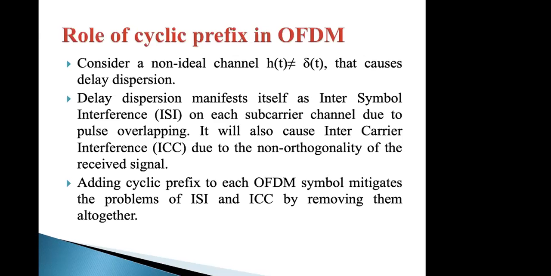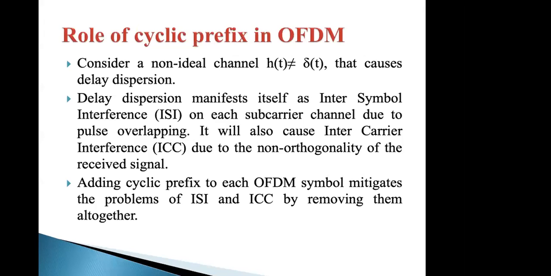So, for example, if you generate sine 2 pi f naught t, then sine 2 pi f naught (t plus some delta t). If the multiplication of these two does not become zero, that means they are not orthogonal. When they are not orthogonal, there is always a chance of intercarrier interference. So this also happens in OFDM.